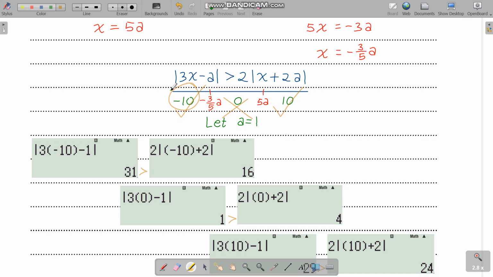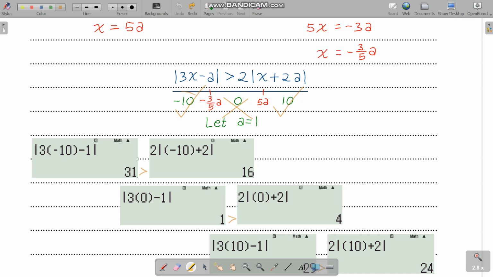For the interval on the left of minus 3/5a, we can just use minus 10a, but since a is 1, just say minus 10. In the middle, between something negative and something positive, we can just use 0. And on the right, we can use 10a. Since a is 1, just 10.